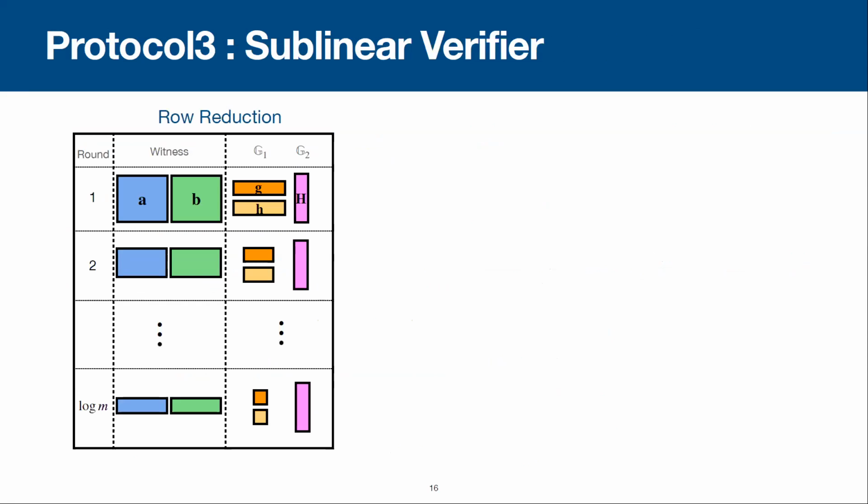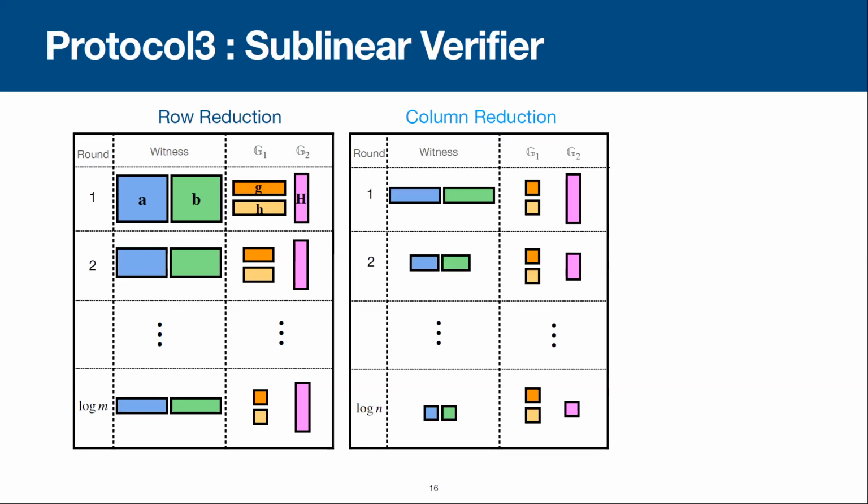And this is a kind of visualization of protocol 3. First, start the row reduction. The witness matrix is halved in rows, and the prover and verifier halve the G1 part in the CRS, keeping the G2 part. And after the row reduction, the prover and verifier run column reduction, keeping the G1 part and halving the G2 part.